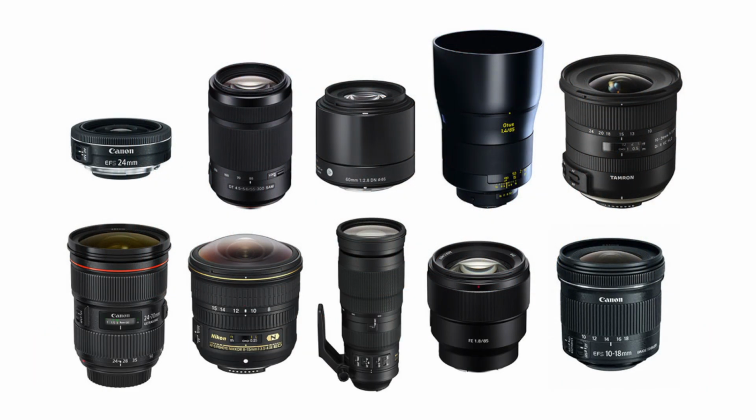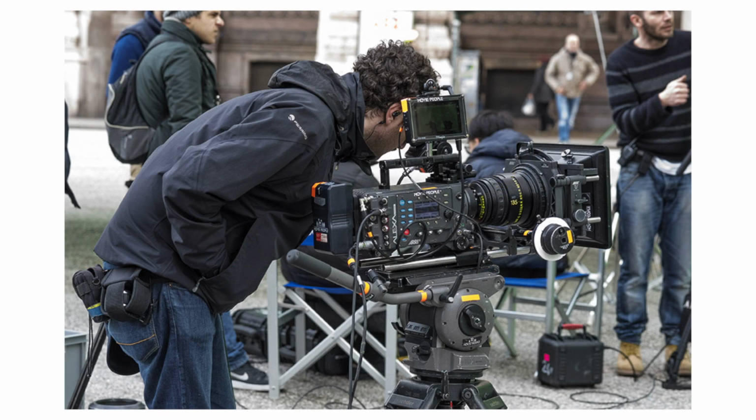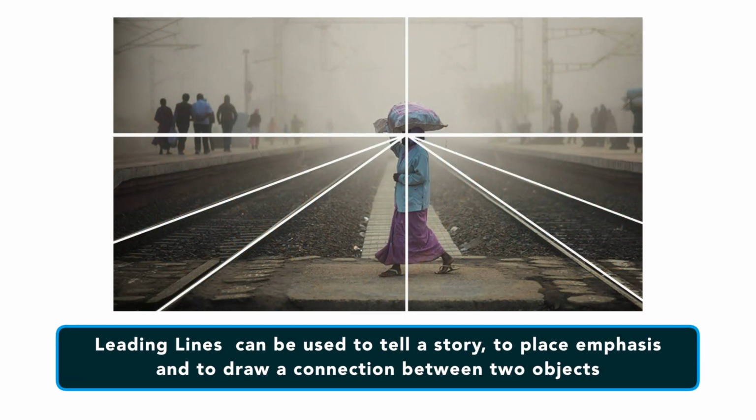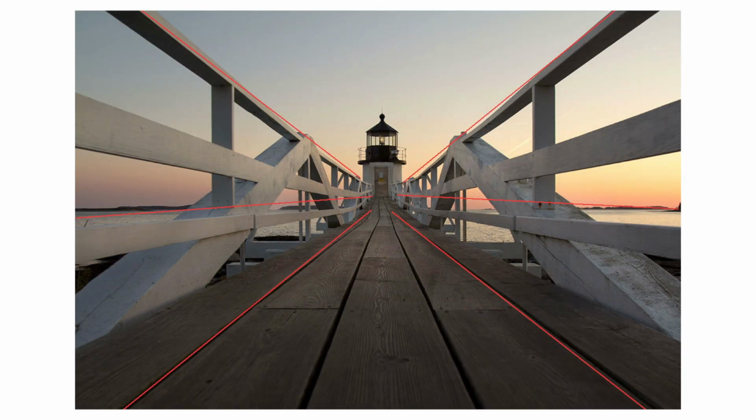Arranging the elements in the frame may involve the use of different lenses to change perspective, but usually you can accomplish it simply by moving yourself so that the point of view you choose is purposeful. Leading lines are key compositional elements that carry our eye through the photograph or through the scene on screen. They can be used to tell a story, to place emphasis, or to draw a connection between two objects. Use them creatively and with expressive purpose to help you tell your unique visual tale.